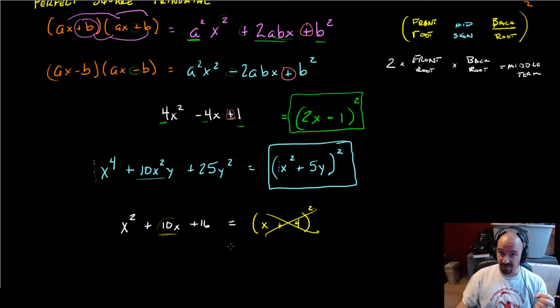This is, however, factorable. Two numbers that multiply to 16 that add to 10 end up being 2 and 8. Not a perfect square trinomial, but you can still factor it.